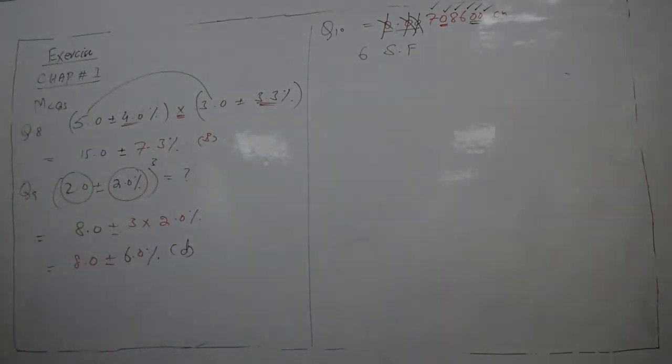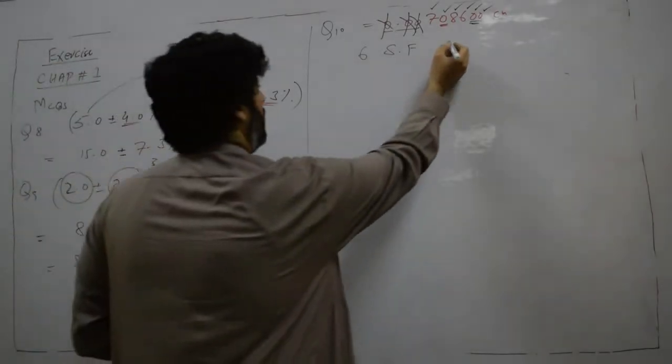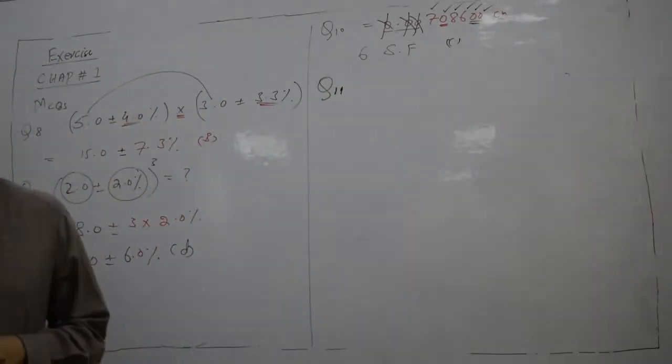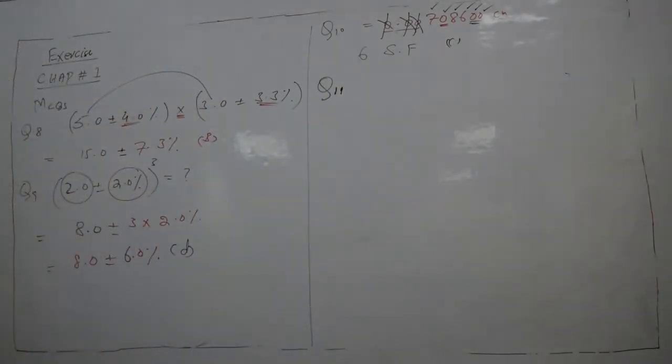So the answer is option C. Option C is the correct answer. Look at question number 11. Question number 11 said: how many significant figures does 1.362 plus 25.2 have?